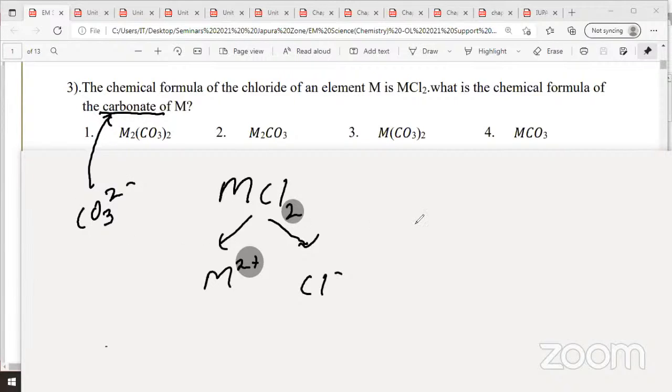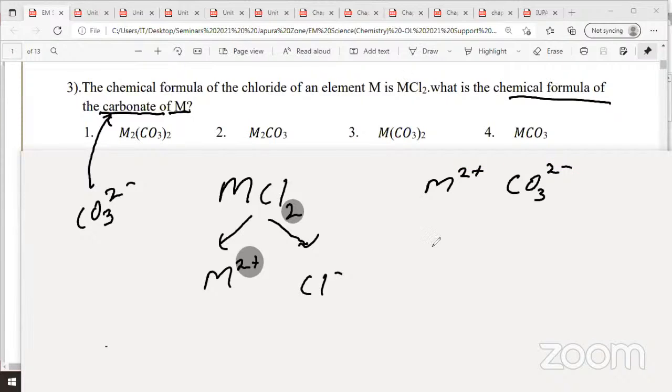Now M and carbonate are going to combine. That is called the chemical formula of the carbonate of M. So M2 plus combines with CO3 2 minus. There's a short method also. If the charges get balanced, you can simply add them. That means 2 plus and 2 minus get cancelled, then you can simply add them. Charges get balanced. That is one method.